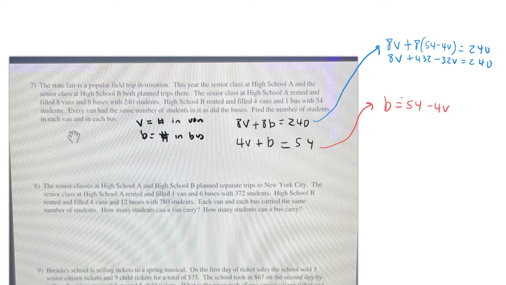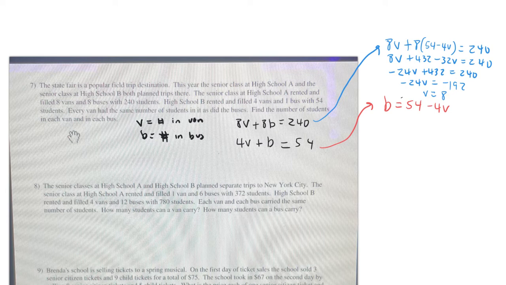8V minus 32V is negative 24V, plus 432 equals 240. You could then subtract 432 from both sides, and you would have negative 24V equals negative 192, and negative 192 divided by negative 24 is positive 8. Now that is a good sign that we got a positive number. So apparently there's 8 students per van, okay, 8 students per van.